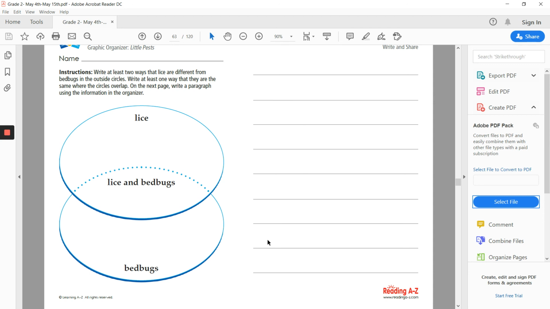Over here, I want you to practice putting these ideas into a paragraph. Think about what your topic sentence would be. What are you writing about? I'll give you a sentence starter for today. You might write as your topic sentence, lice and bed bugs have some similarities and differences. Or you could say, lice and bed bugs are both similar and different from each other. Then you would go on to use your details about how lice are similar or different from bed bugs.